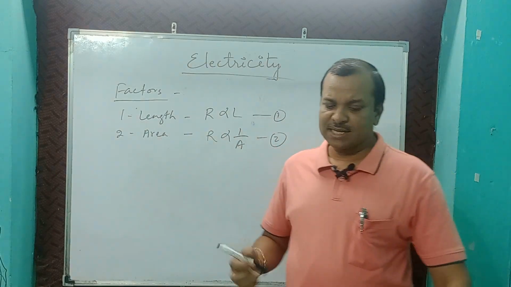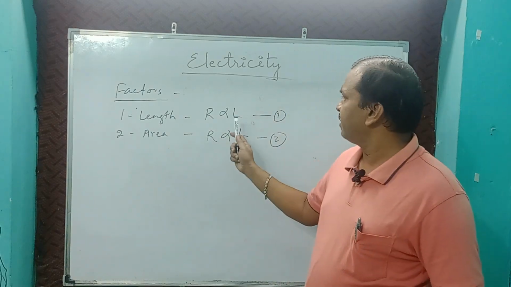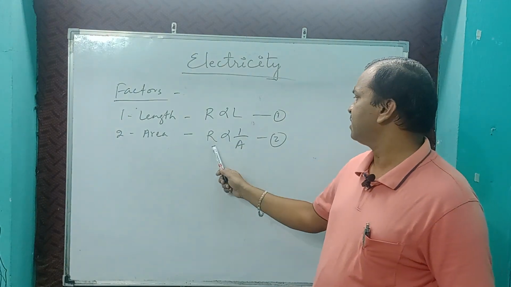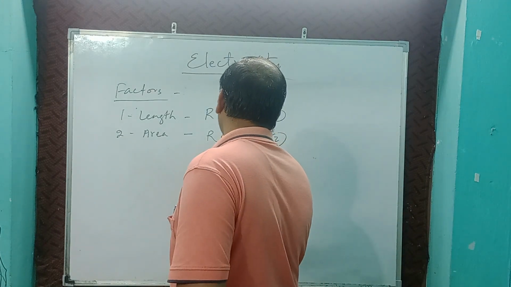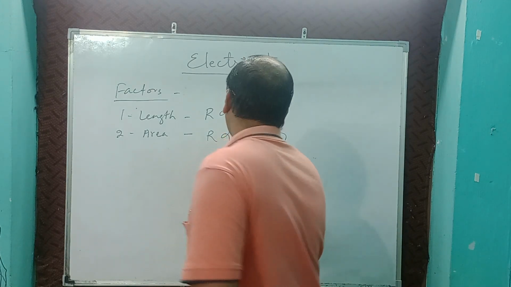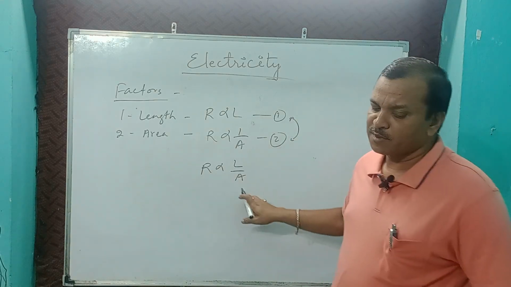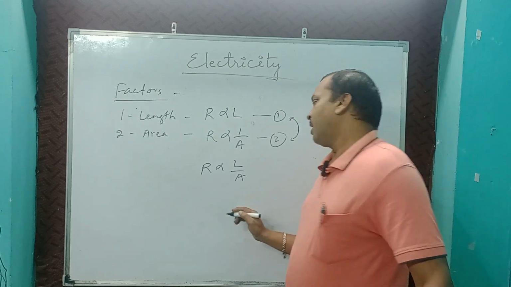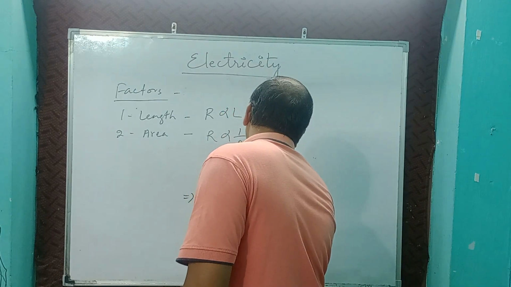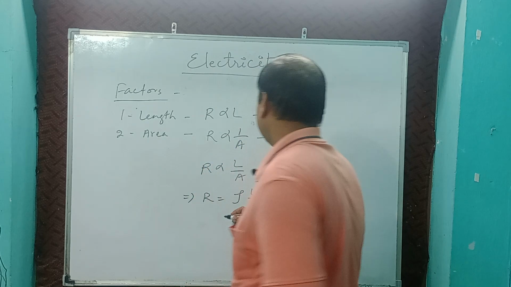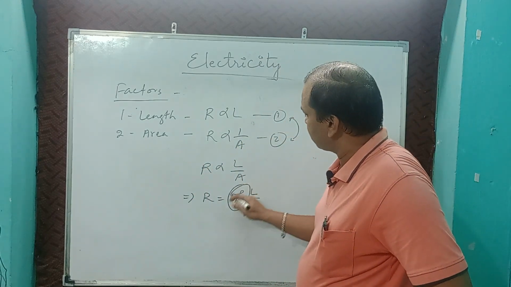Okay. What is resistivity? Already we know that R is directly proportional to L, and R is inversely proportional to A. So we can write R is proportional to L by A. Combining equation 1 and equation 2, R can be written like this: R is equal to rho L by A. Clear? What is rho? This is the symbol rho.